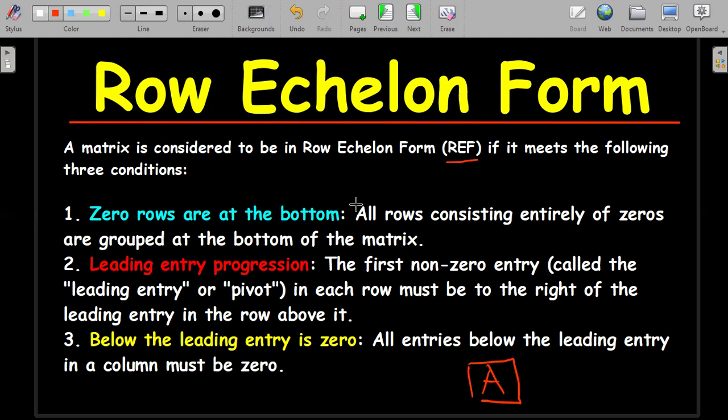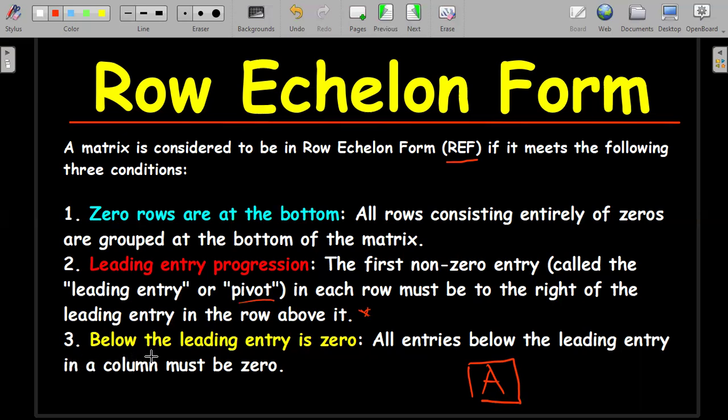And then the second condition is the leading entry progression. What do we mean by the leading entry progression? We mean that the first non-zero entry in a row, which is called the leading entry or the pivot, must be to the right of the leading entry in the row above it. So this is the second condition.